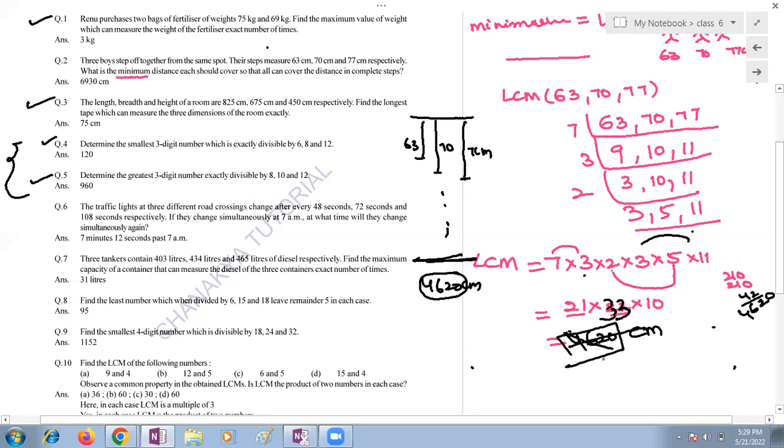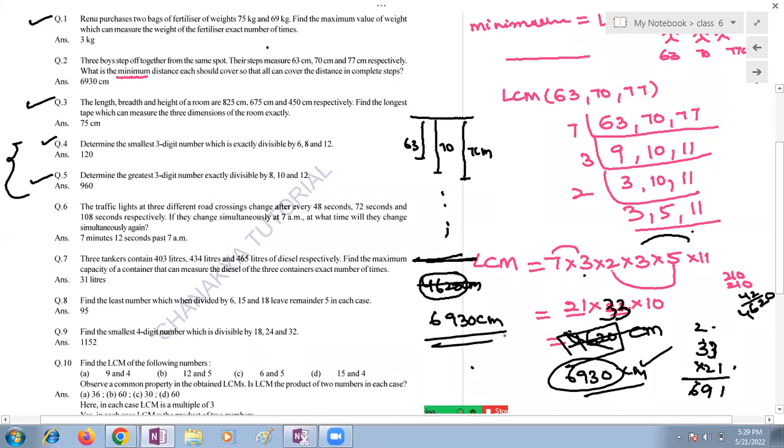21 into 33, obviously you will get the same thing. You just check it. 21 ones are 21, 63, 630, 6930. Yes, it is correct, ma'am, 6930. This is 33, not 21. That's why you need to check. Very good. Correct. After 6930 centimeters only, they are supposed to meet together.